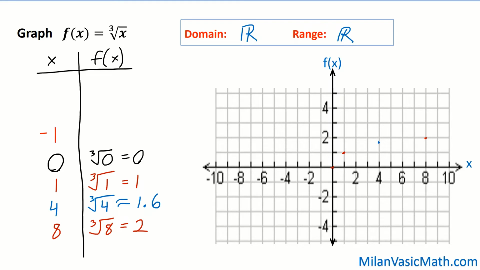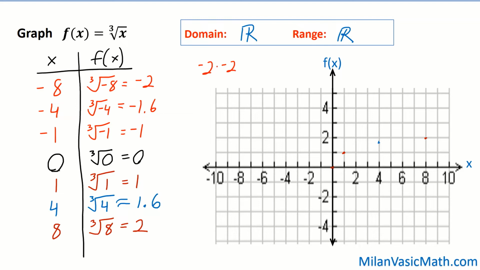Okay, next, let's substitute some negative numbers. All right, negative 1. Cube root of negative 1 is negative 1. Cube root of negative 4, well, it's just going to be negative 1.6. And negative 8 is a good number as well. And now negative 2 times negative 2 times negative 2 is negative 8. So that's the reason.